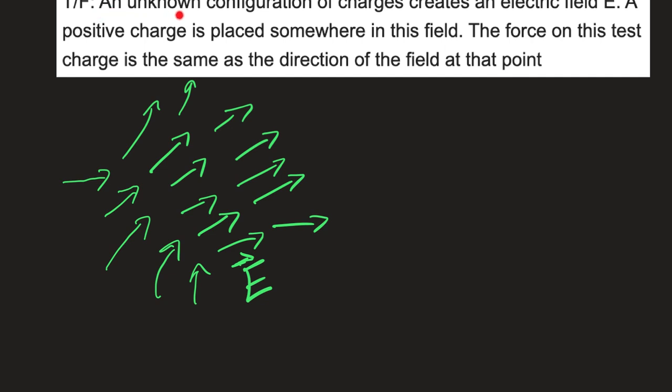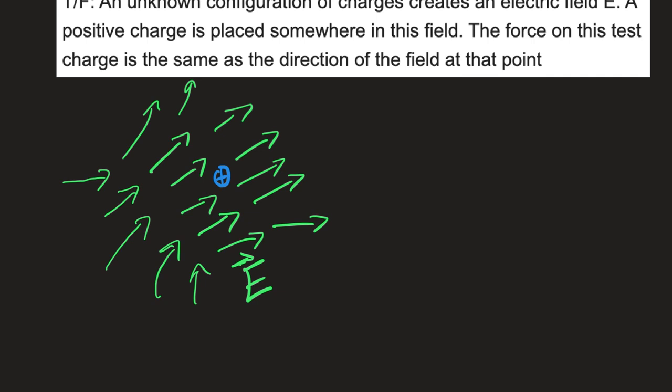True or false, an unknown configuration of charges, so I'm not showing the charges here, but an unknown configuration of charges is creating this electric field. So in green, I'm sort of showing you an electric field. And then we put a positive test charge somewhere in the field. So let's just put a little positive test charge, right here is a little plus. It's a small little charge. It's not affecting the field too much around there, but it is in there.